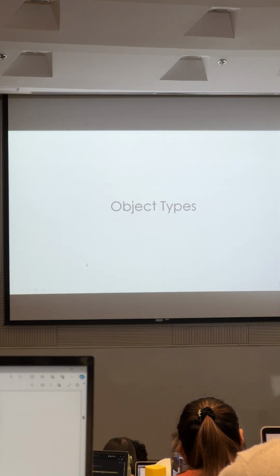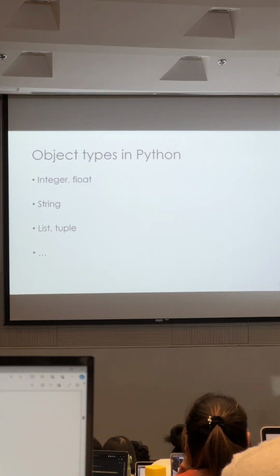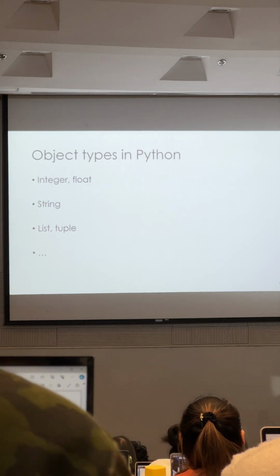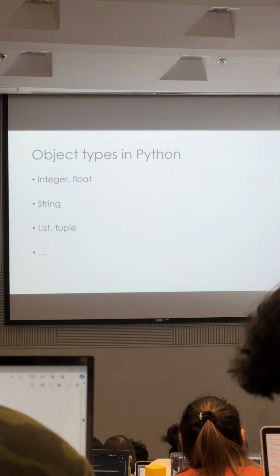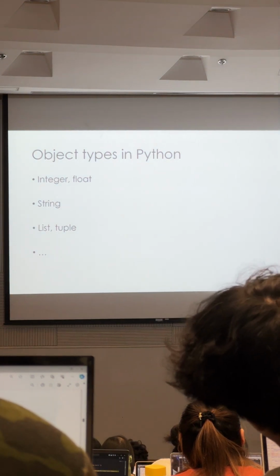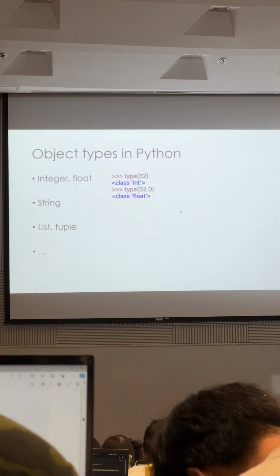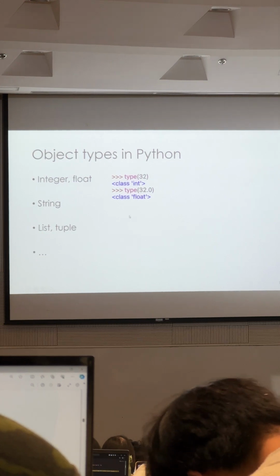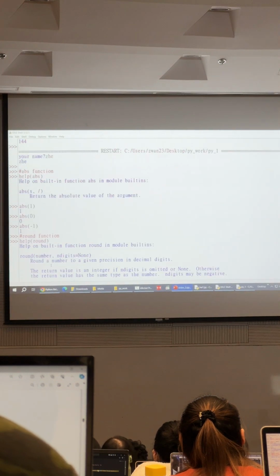All right. So now let's talk about object types. As we have discussed before, there are 2 types of numbers: the integer and the float. And on top of that, we also have the string types, list and tuple. So how can we determine the type of an object? We can use this type function, right? So let's try in this IDLE.